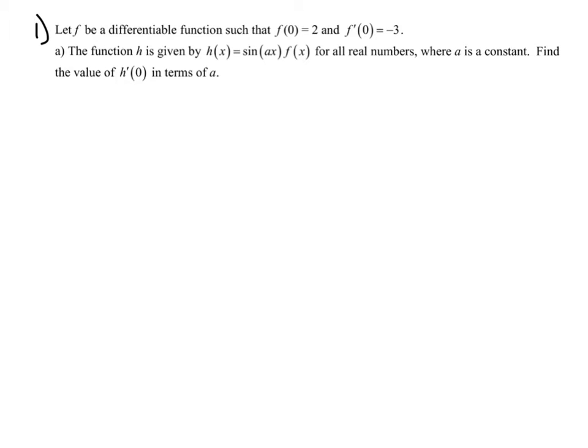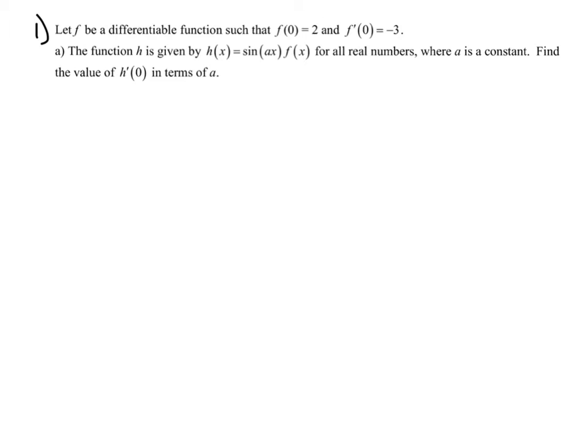Okay, so let's look at this first one. It says, let f be a differentiable function such that f of 0 is 2 and f prime of 0 is negative 3. The function h is given by h of x equals sine ax times f of x for all real numbers where a is a constant. Find the value of h prime of 0 in terms of a.